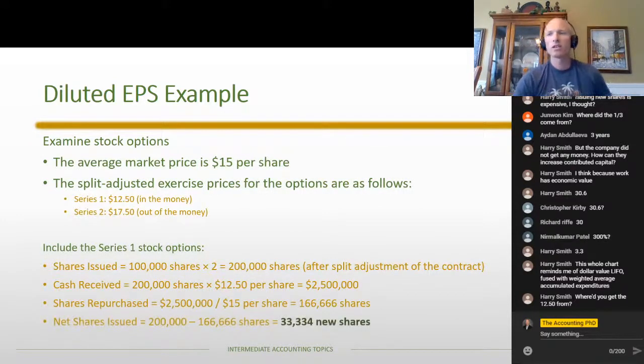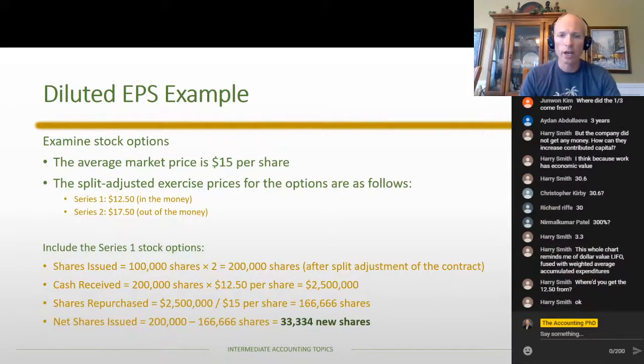So what that means at the end of the day is we would issue 200,000 shares. We'd use the cash that we received to repurchase 166,666 shares, which means in total we would issue 33,334 new shares if these options were exercised. So this is the net shares issued. This is the number of shares that we need to pay attention to.